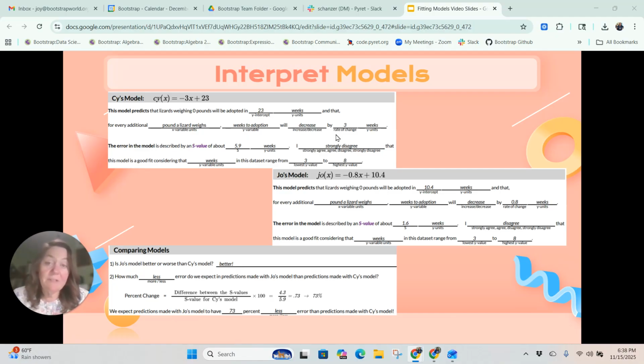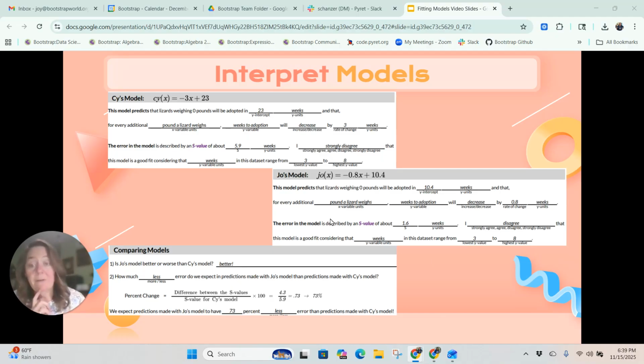But we also noticed that we talk about that range we were just talking about. The range was 3 to 8 weeks. So 5.9 weeks would have been horrible, so you see, we have strongly disagree that that was a good model there. And Joe's model, 1.6 weeks, well, out of 3 to 8, that's still not a great thing. So maybe not strongly disagree, but that's not a great model. So we came to the conclusion that neither Cy nor Joe had really drawn the best fit model through this cloud of lizard points. Maybe we could do something better, and the students are going to try that in a second.